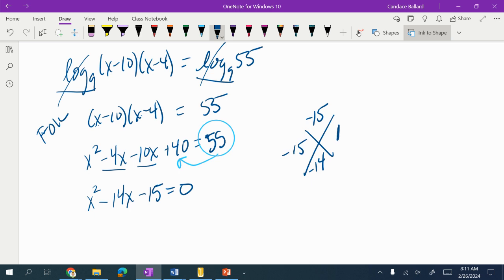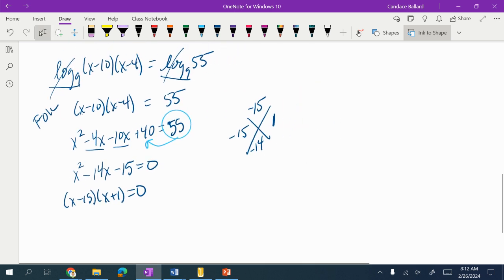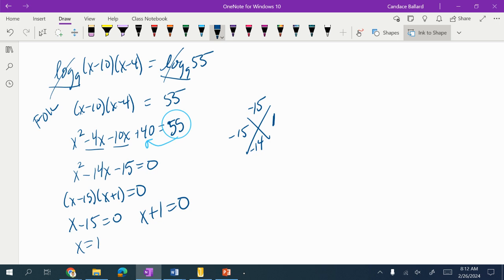I don't have a leading coefficient, so I can just write (x minus 15) times (x plus 1) equals 0. I'm going to use the zero product property to make sure that these are both set equal to 0, and then I'm going to solve. So x equals, I'm going to add the 15, positive 15. I'm going to subtract the 1, so x equals negative 1.